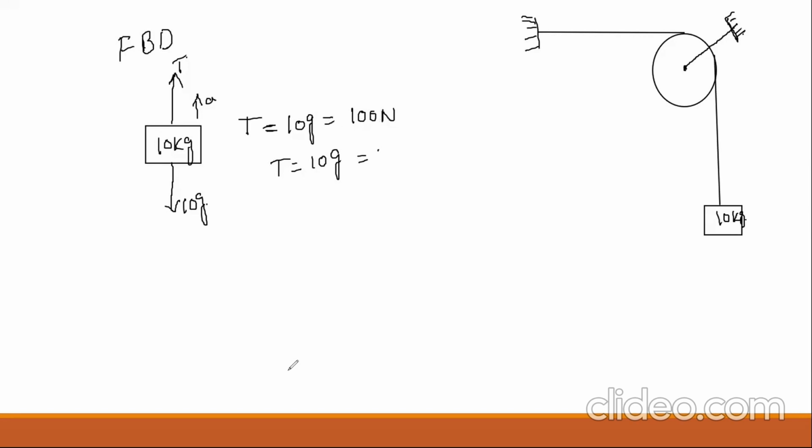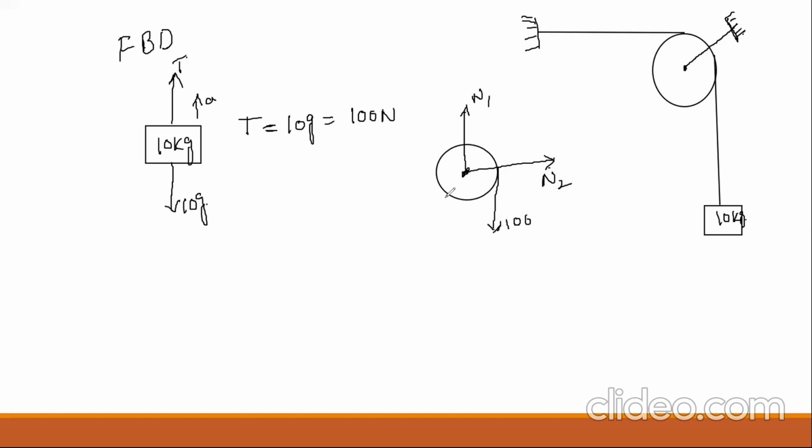Now, let us draw the FBD of the pulley. In order to draw the FBD of the pulley, let us draw a circle first. And then we are going to observe the different forces that are acting. So this is N1 and this is N2, and here 100.